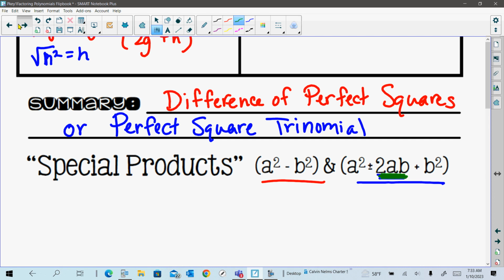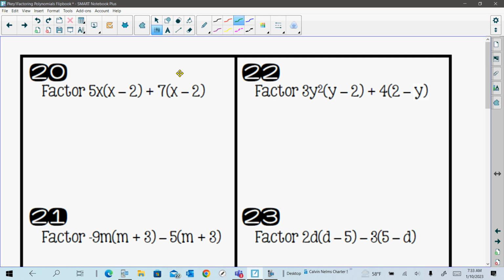Okay, so on the last tab, number 20. Okay, so sometimes you're going to factor instead of a number or letter. You might have a common binomial. Okay, 2 terms. Can you go back up to the summary?